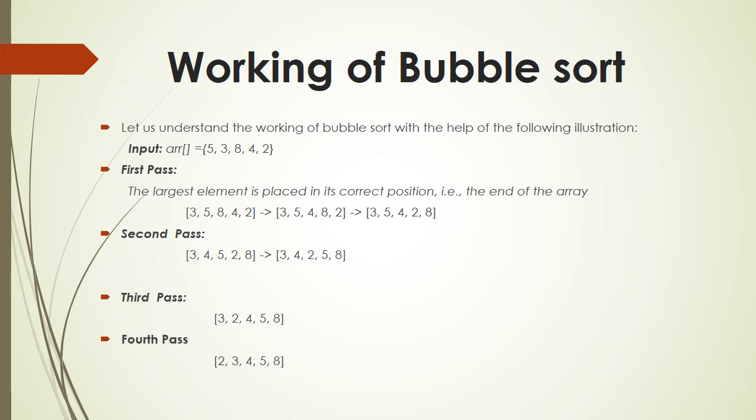Compare 3 and 4, no swap needed. Compare 4 and 2, swap them, and then we get 3, 2, 4, 5, 8. In the fourth pass, we make the final comparison and swap. Compare 3 with 2, swap them, and we get 2, 3, 4, 5, 8. After completing this process, our list is now sorted. Now it becomes 2, 3, 4, 5, 8.